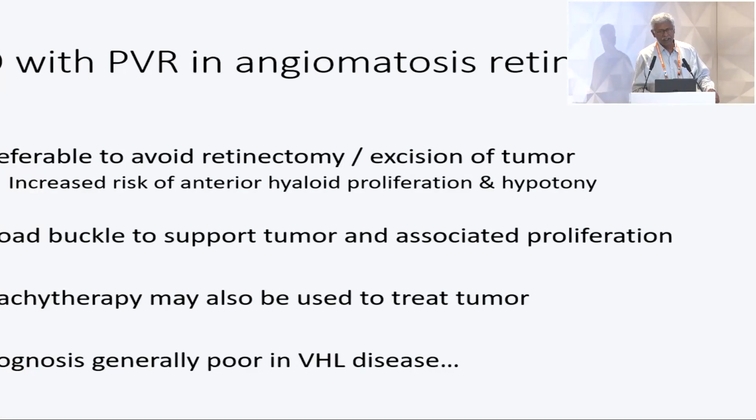So in retinal detachment with PVR and angiomatosis retinae, it is preferable to avoid retinectomy and excision of the tumor because it increases the risk of anterior hyaloid proliferation and hypotony. In the rare situation, this is when we resect. Usually I support the tumor and the associated proliferation with a broad buckle, and tumors which are very large to be treated with cryo or laser, do a brachytherapy, regress the tumor, and then subsequently take care of the retinal detachment. And prognosis is generally poor in VHL disease.